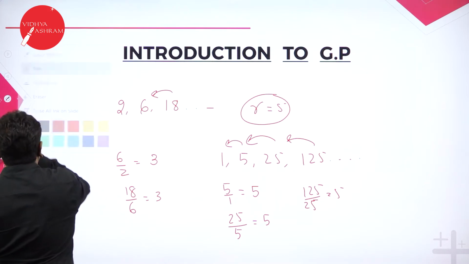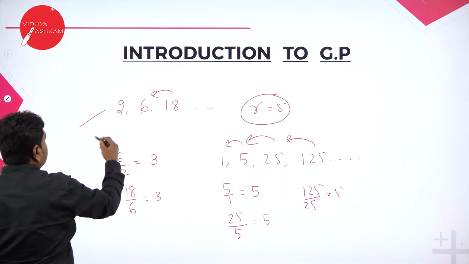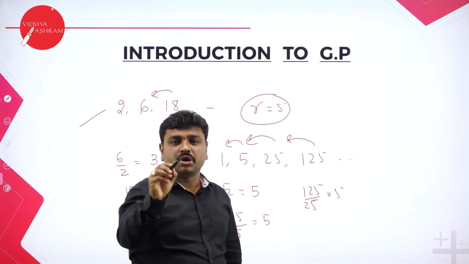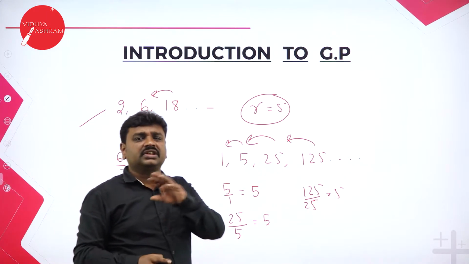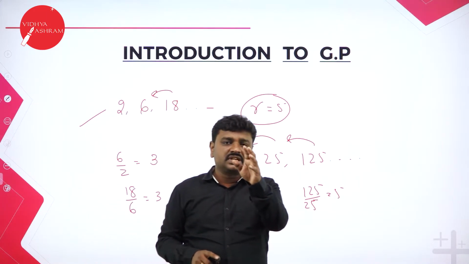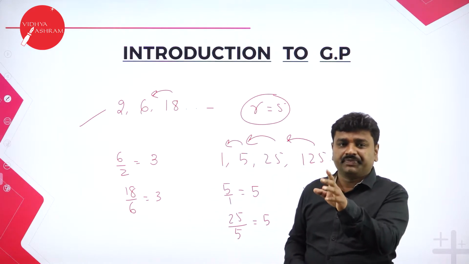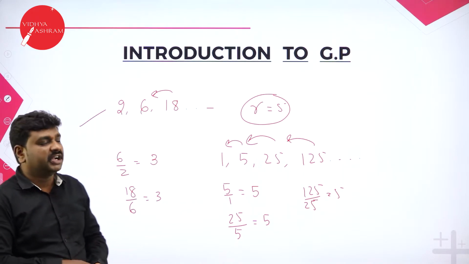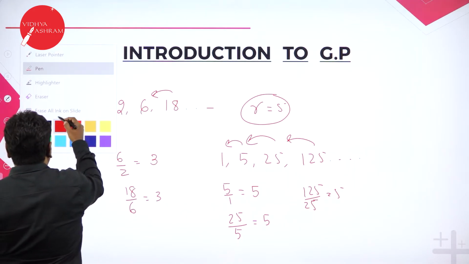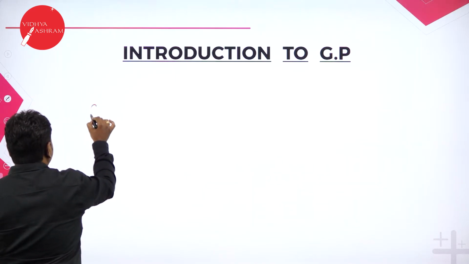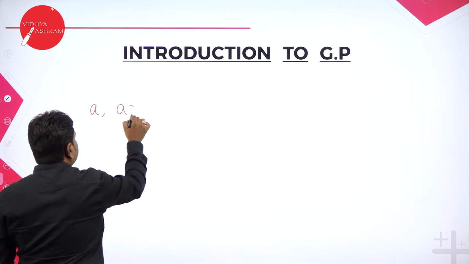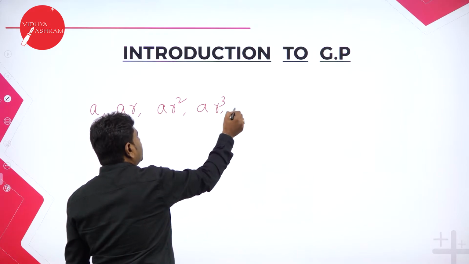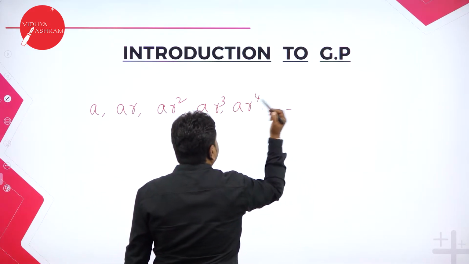So dear students, we call such a sequence, whether 2, 6, 18 or 1, 5, 25, 125, they are in geometric progression. If between the terms you have a common ratio, then we say they are in geometric progression. For every term you multiply the common multiple, we call it the common ratio. For example, A is the first term, multiply R to it, it will become AR. Again multiply R to it, it becomes AR into R, AR square, then AR cube, then AR power 4, and so on.